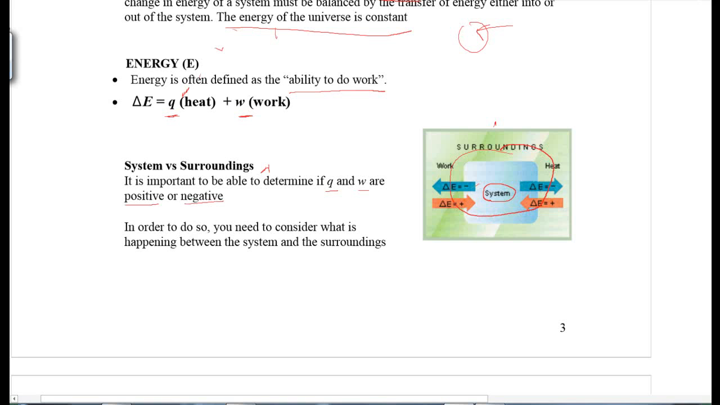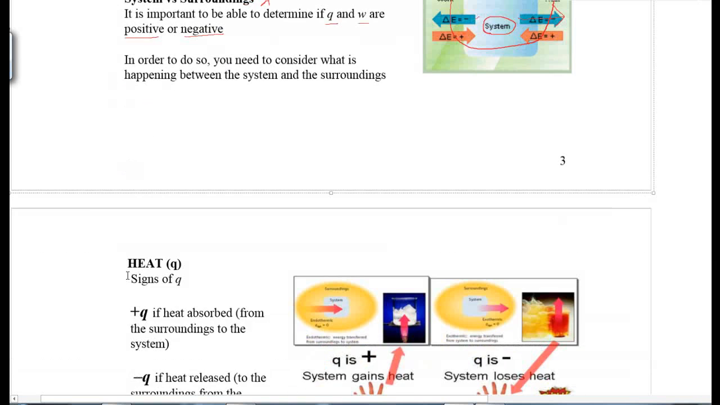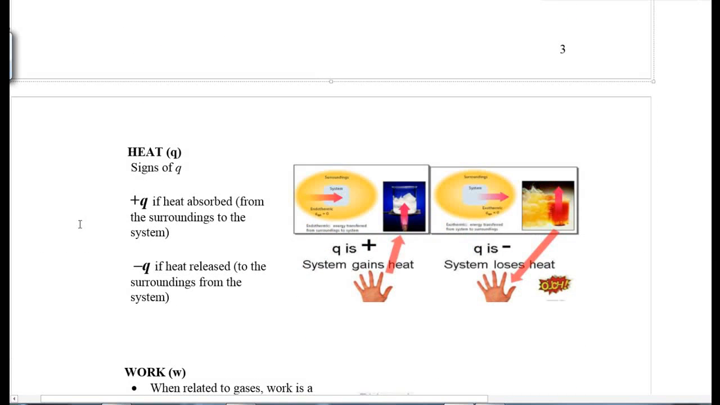So if that reaction creates energy, that energy is going to leave the system, or the beaker where the reaction is occurring, and go into the surroundings, which would be the room or the area around the reaction. If I have my hand on my beaker, my hand is part of that surroundings. Okay. So that's system versus surroundings. So let's talk about heat first.